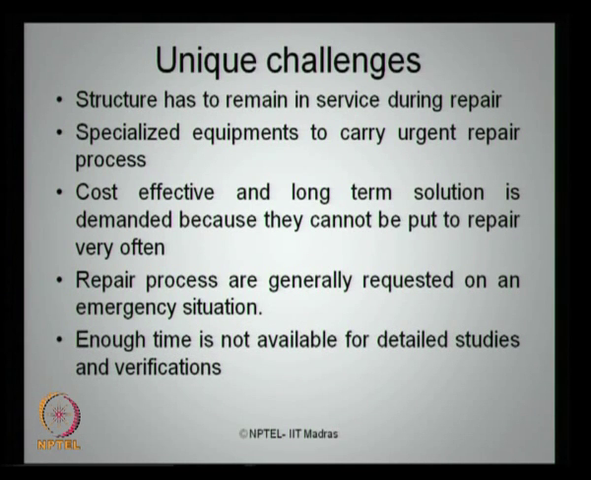Enough time is generally not available for the maintenance engineer to carry out repair, and therefore detailed studies and verifications cannot be carried out over a longer time duration, because generally repairs are attempted when there is an emergency call.